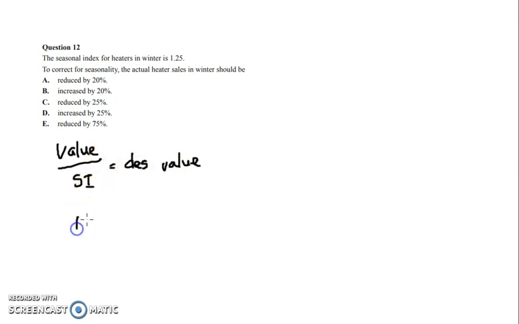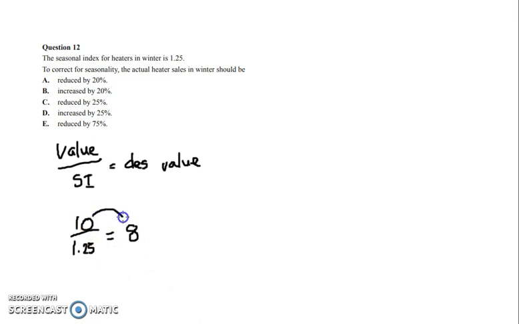So this question that we're going to make now ourselves is, if we had 10 sales of heaters in the winter, how can we correct for seasonality? It would be the value of 10 divided by our seasonal index, which would give us our deseasonalized value. So our deseasonalized value, if we put this in the calculator, would be 8. Now the question is asking us to have a look at these two values. So we've got our real value of 10 and our deseasonalized value of 8. It's asking, is this an increase or a decrease, and by what percentage?